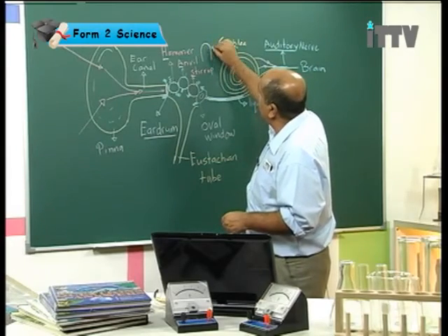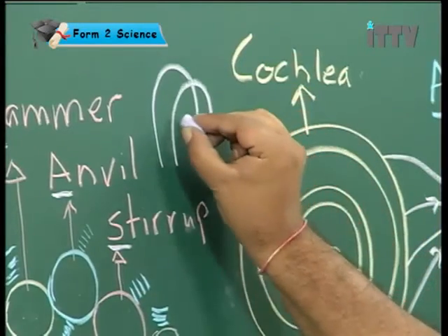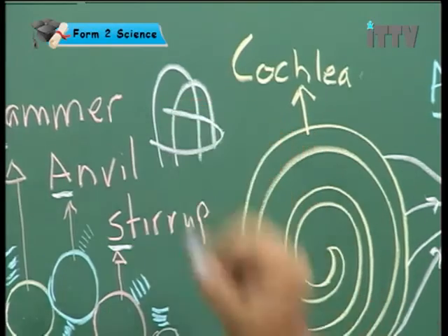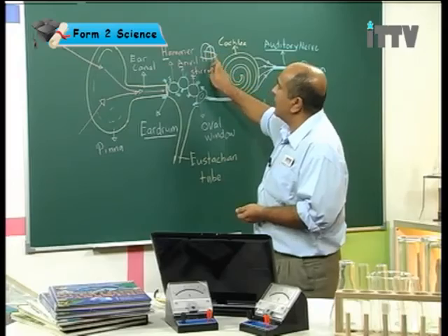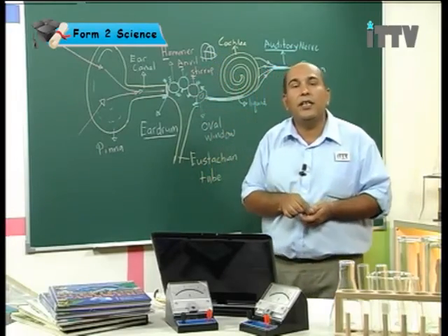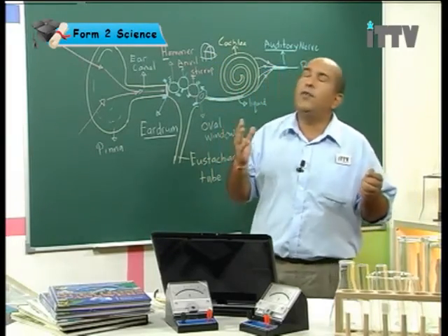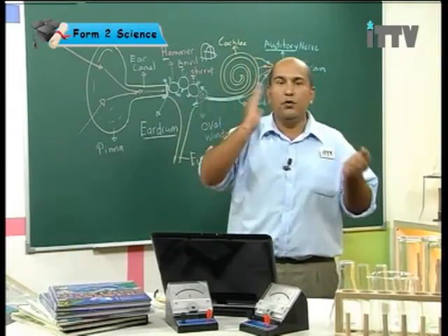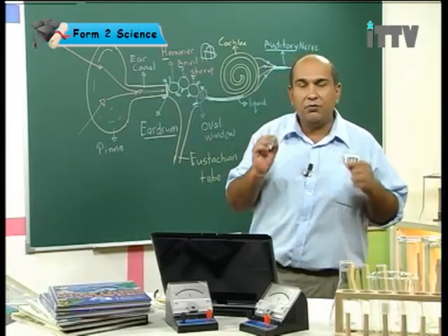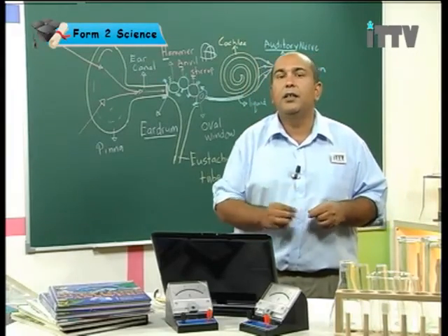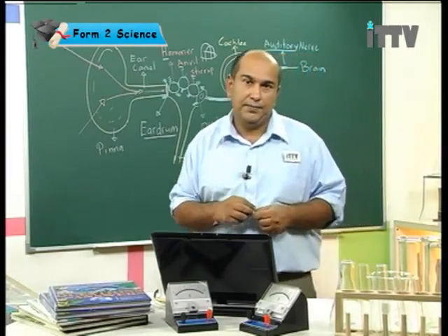There are three little canals that are all at right angles to each other. These three semicircular canals basically contain liquid inside them. When we move our head around, the liquid moves and it allows us to maintain our balance. Please remember that they are not for hearing. Their function is for balance.